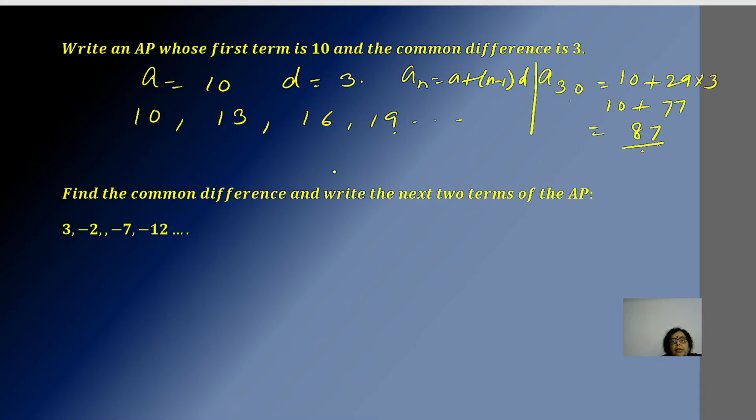The next one is find the common difference and write the next two terms of the AP. Now here you notice that some of the terms of this AP are negative. Only the first term is positive. It's a decreasing AP. So the constant difference D is equal to minus 2 minus 3, that is negative 5. And the next two terms will be: minus 12 minus 5, that is minus 17. And the next one will be negative 17 minus 5, that is equal to negative 22. So these are the next two terms of this AP.